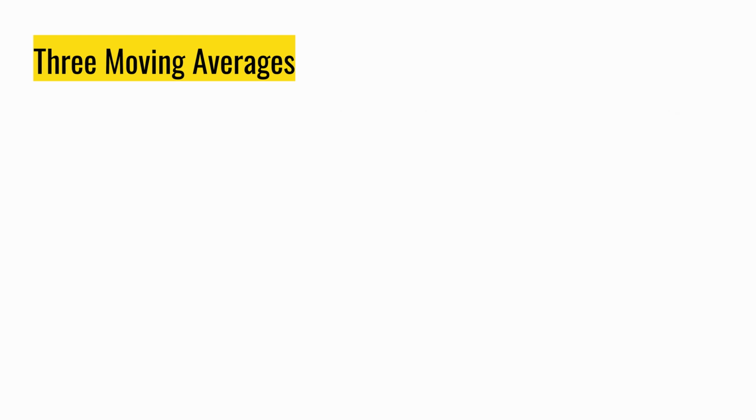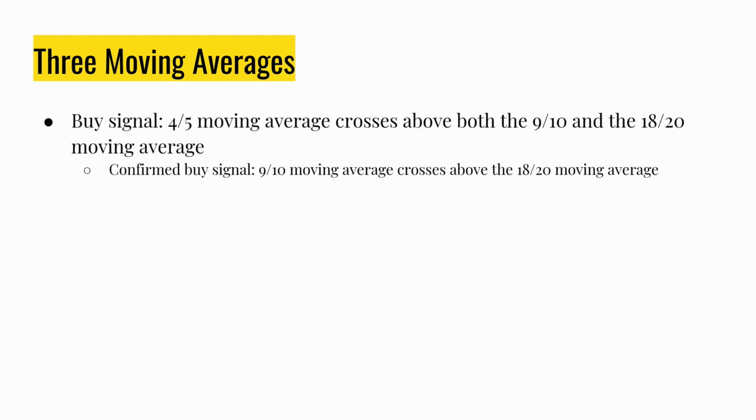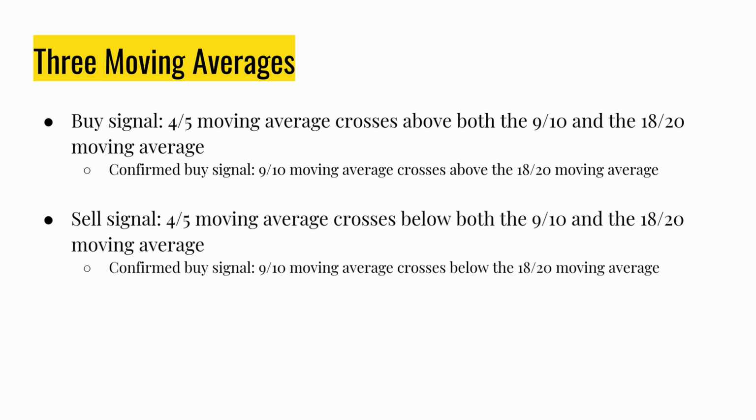Let's now look at how to read three moving averages. A buy signal will be when the 4 or 5 moving average crosses above the 9 or 10 and the 18 or 20 moving average. If you want to play it more safe, a confirmed buy signal will be when the 9 or 10 moving average crosses above the 18 or 20 moving average. A sell signal will be when the 4 or 5 moving average crosses below the 9 or 10 and the 18 or 20 moving average. Once again, if you want to play it more safe, you should wait for the 9 or 10 moving average to cross below the 18 or 20 moving average.